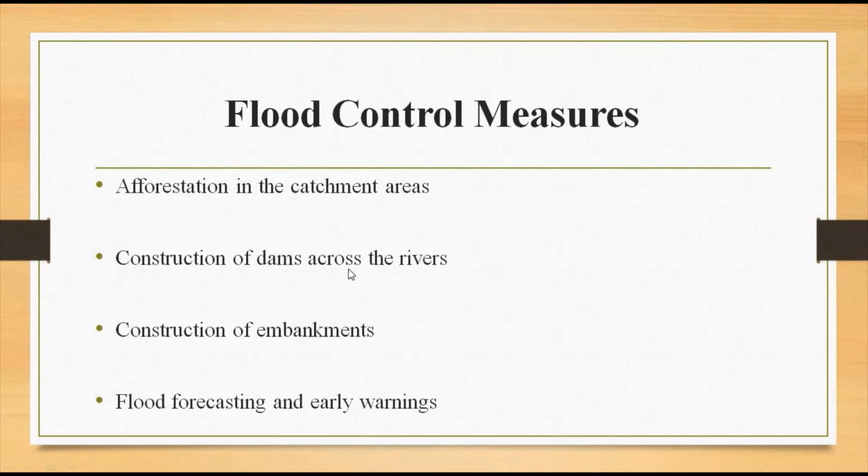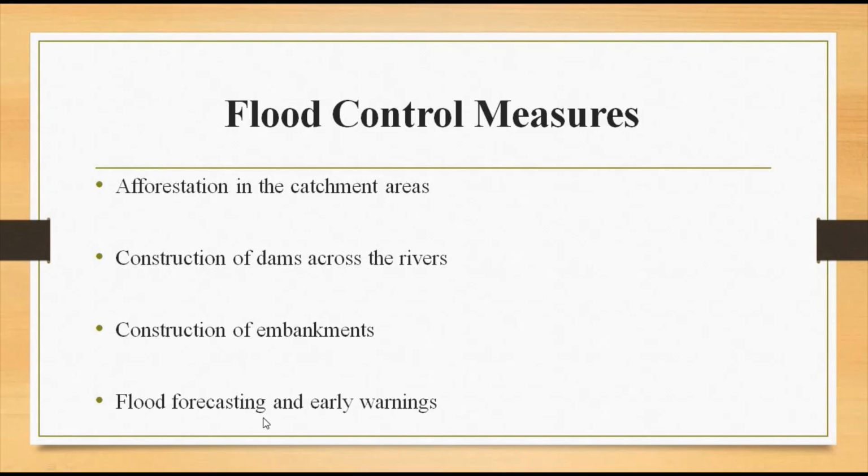And construction of dams across the river. By construction of dams, the flow of water can be reduced and it will be diverted to other areas through canals. Then construction of embankments. That prevents inundation of water from the river itself. So on the river banks, building walls, wall-like structures. By that, it is possible to reduce the overflow of water, especially in human residential or settlement areas and agricultural lands. There we can do it.